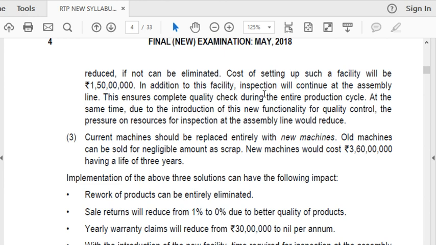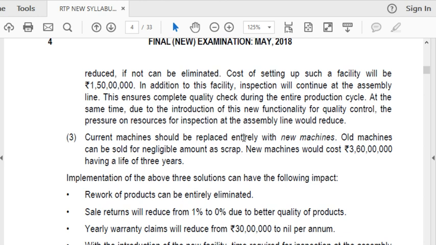In addition to this facility, inspection will continue at the assembly line. This ensures complete quality check during the entire production cycle. At the same time, due to introduction of the new functionality for quality control, the pressure on resources for inspection at the assembly line would reduce.